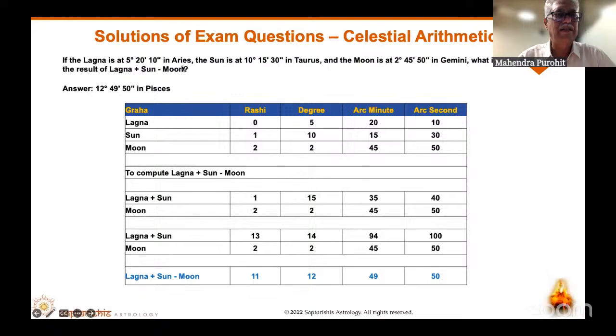So this was the question: Lagna is Aries 5 degree 20 minutes 10 seconds. Aries means 0 Rashi completed. Sun is 10 degree 15 minutes 30 seconds in Taurus, so 1 Rashi completed, this value. And Moon is this, and we have to compute Lagna plus Sun minus Moon. So Lagna plus Sun means this plus this I have done. So this is 1, 10 plus 5, 15, 20 plus 15, 35, 30 plus 10, 40.